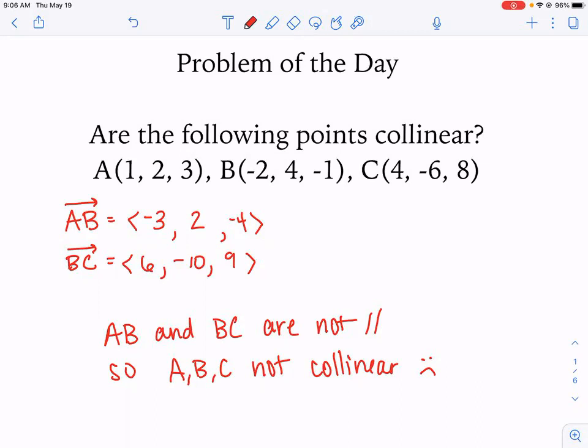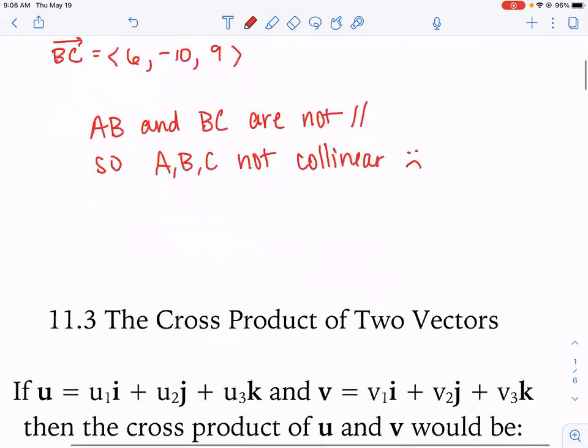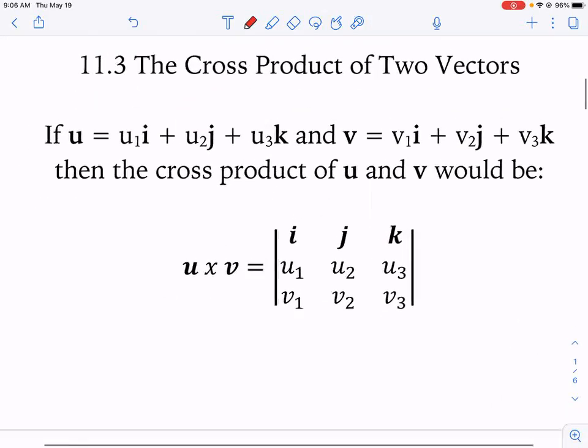So yesterday we talked about the dot product. It is a way to multiply two vectors and get a number, a scalar is what we call it. Okay. When we are in 3 dimensions, there is a way to multiply vectors and get a vector. It is called a cross product. Okay. And this is how we find it.